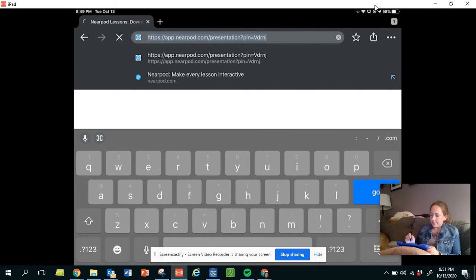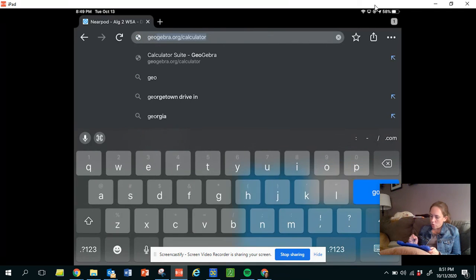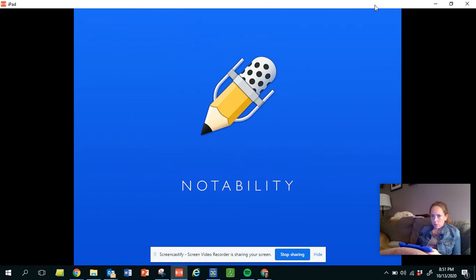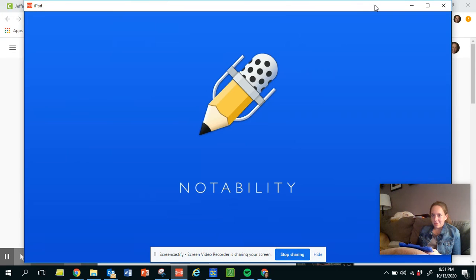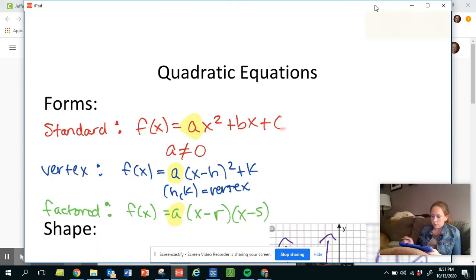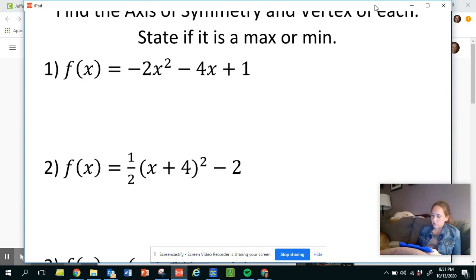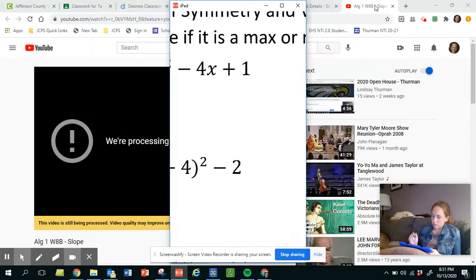It's on Nearpod. So geogebra.org/calculator. If you just Google GeoGebra, this pops up. And I need to go back and see what my equation was because I forgot. So it is, for crying out loud. Okay, negative 2x squared minus 4x plus 1.